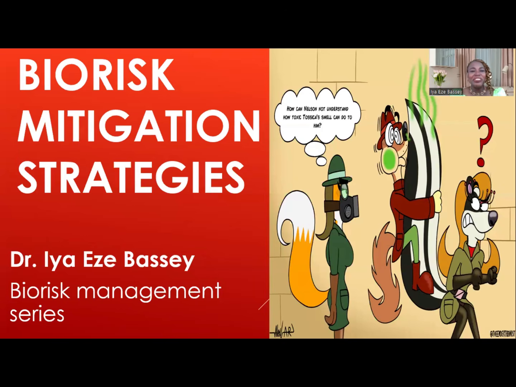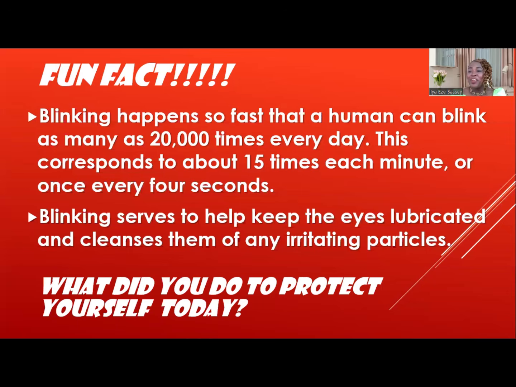So like I said, we are going to be doing biorisk mitigation strategies, and I remain Dr. Iya Eze Basi, and this is the biorisk management series. So, fun facts. Do you know that you blink as fast as 20,000 times every day? And this corresponds to about 15 times each minute or once every 4 seconds. But why? It's nature's way of keeping our eyes lubricated and cleansing them of every irritating particle. And this is kind of like a biorisk strategy against getting blind. Isn't God great? So, what did you do to protect yourself today?